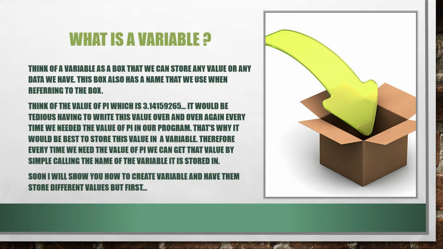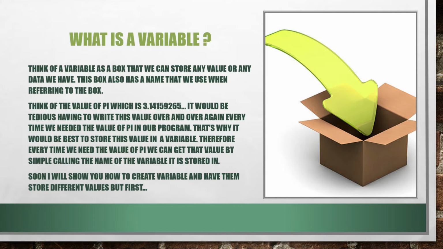Alright, what is a variable? Think of a variable as a box that we can store any value or any data we have. This box also has a name that we can use when referring to the box. Think of the value of pi, which is 3.14159265 and so on. It would be tedious having to write this value over and over again every time we needed the value of pi in our program. That's why it would be best to store this value in a variable. Therefore, every time we need the value of pi, we can get that value by simply calling the name of the variable it is stored in.